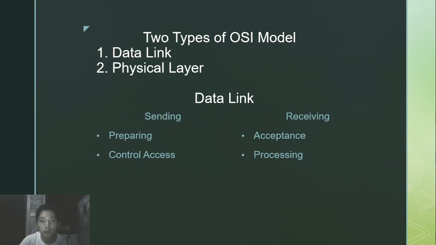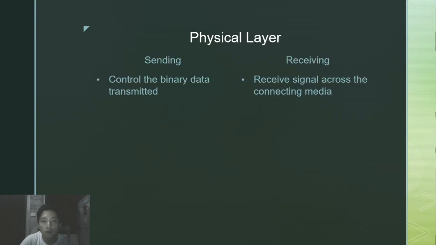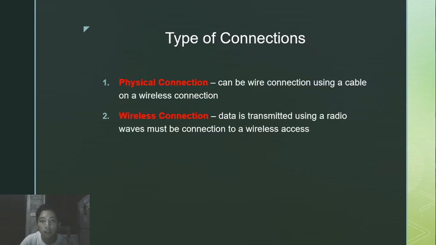There are two layers of the OSI model here: the data link and physical layer. Data link is sending, preparing, control access, receiving, acceptance, and processing. The physical layer controls the binary data transmitted, and receiving is receiving the signal across the connecting media.